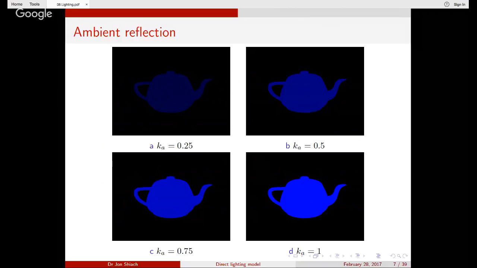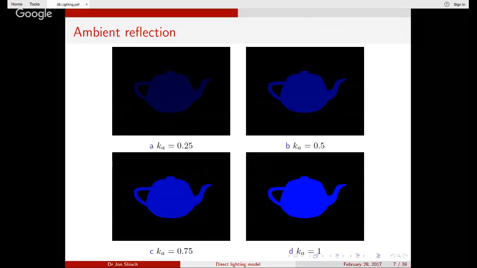and brighter. And finally, Ka equals 1. That blue color is the color of the actual object. So ambient light, all that does is turn lights on and off, or make your scene lighter or darker. Very, very simple model.